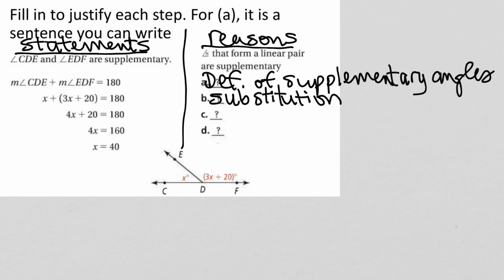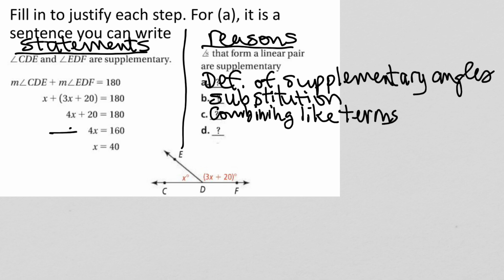All right, how are we getting the reason for C? C, it looks like they are combining like terms. Again, not on the paper, but just logically, we know they're adding x and 3x together. So I write adding like terms.